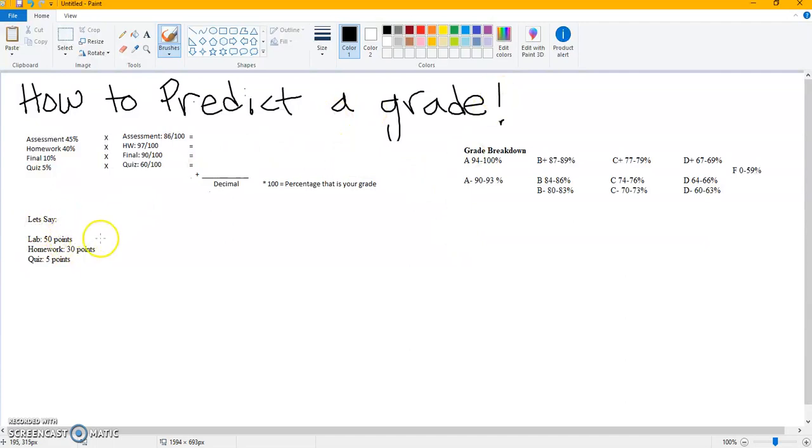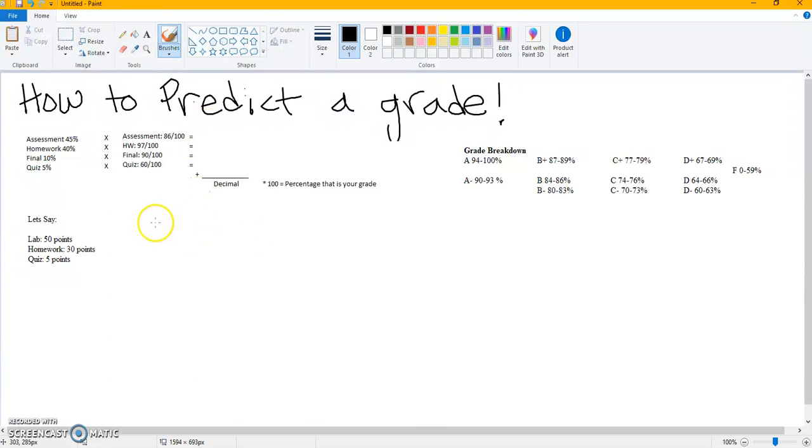So let's say it's the end of the quarter, and I have a lab that's worth 50 points, homework that's worth 30 points, and a quiz that's worth 5 points coming up in the future. And I wanted to know, well, how much do I really need to get on the lab in order to keep my grade, whatever that is. I think we calculated it to be like an 89.5 or something like that before.